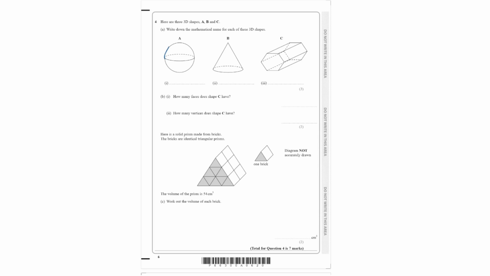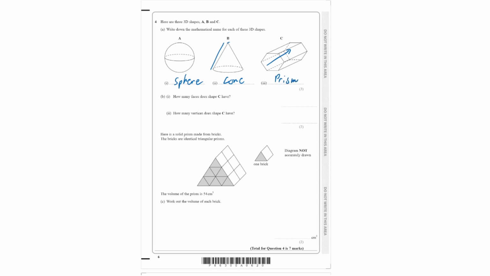We can see that this is a 3D circle, so that means it's a sphere. We can see that this goes up and tapers off at one point while having a base. That means this is a cone. And any shape elongated is simply a prism.